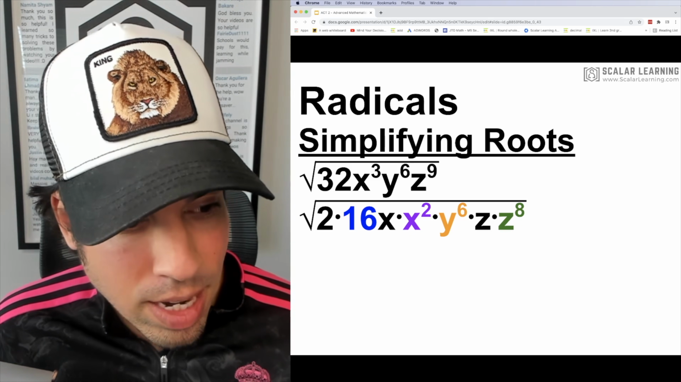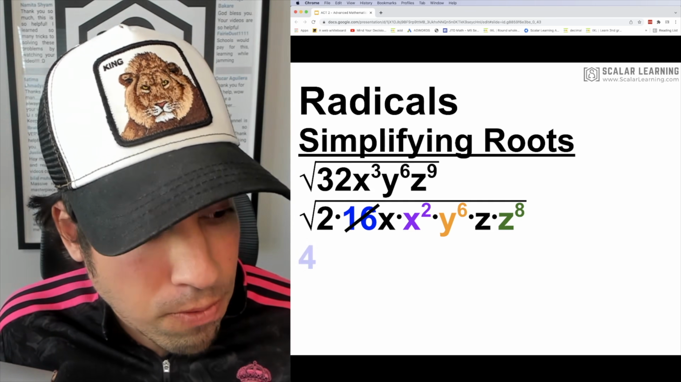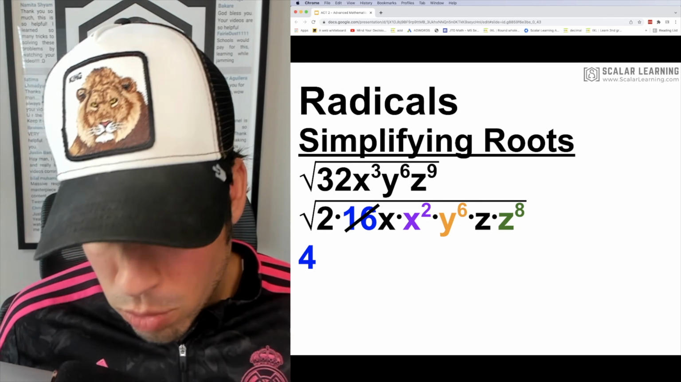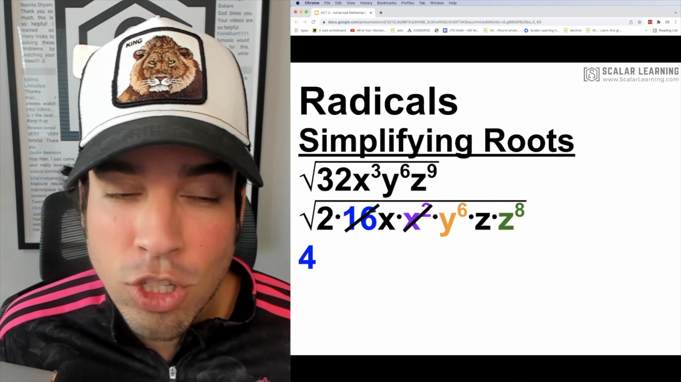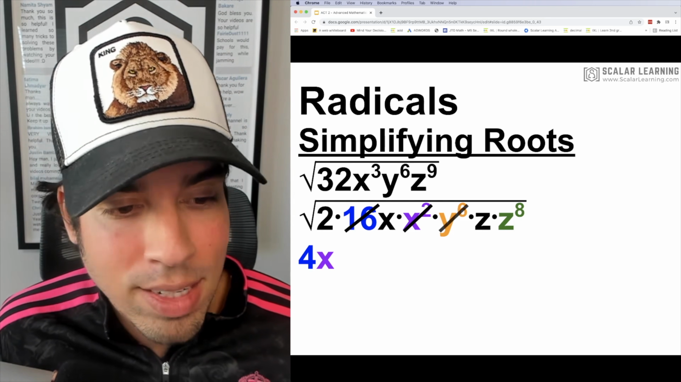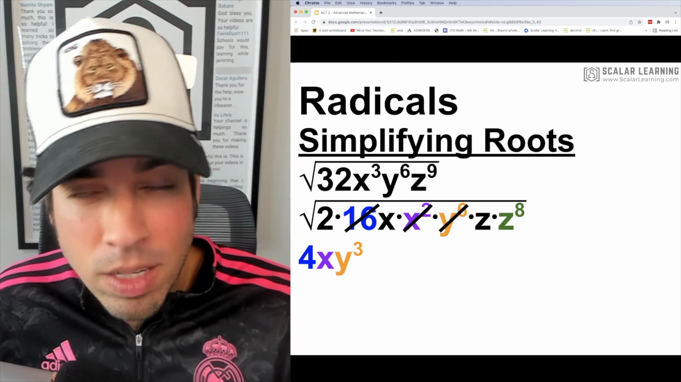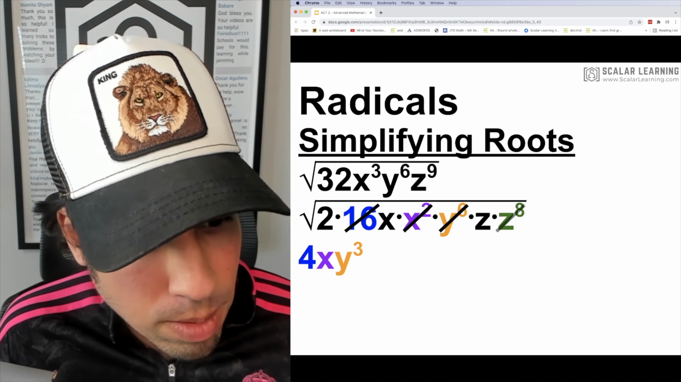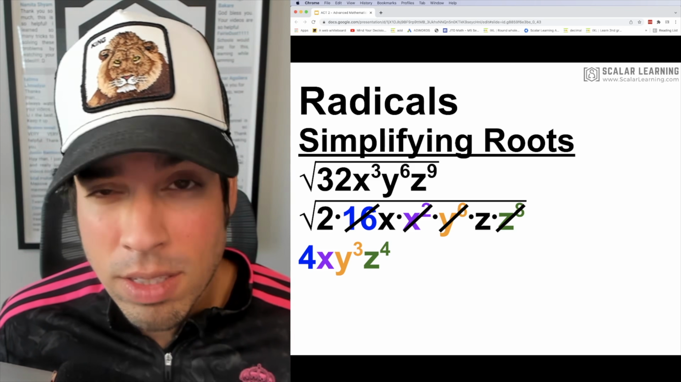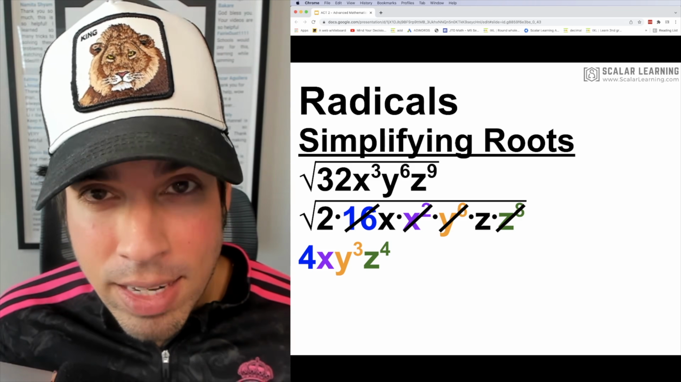Now what I'm going to do is take the square root of all of these perfect squares. So the square root of 16 is 4. So I'm going to throw a 4 on the outside. That is liberated. That can come out of the square root. Next, I'm going to take the square root of x squared, and that's just x, because once again, x times x is x squared. Then I'm going to take the square root of y to the sixth. That's y cubed, because y cubed times y cubed is y to the sixth. Last but not least, I'm going to take the square root of z to the eighth, and that is z to the fourth, because z to the fourth times z to the fourth is, of course, z to the eighth. Right? Just as a refresher, we're adding those exponents.